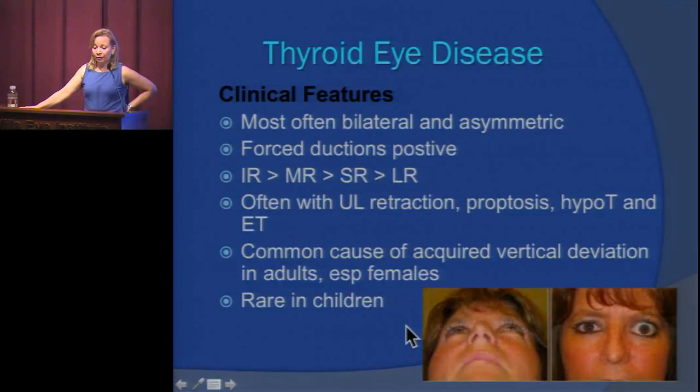Common causes of acquired vertical deviation in adults, and especially in females, okay, so that you'll see vertical paresis in that situation, restriction. And they're rare in children. Thyroid disease doesn't occur commonly in children. And here showing the proptosis present, the significant upper lid retraction.